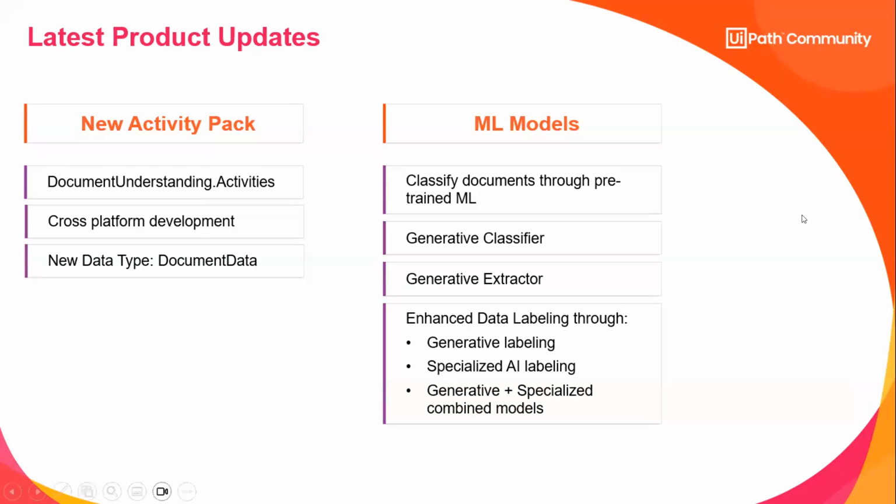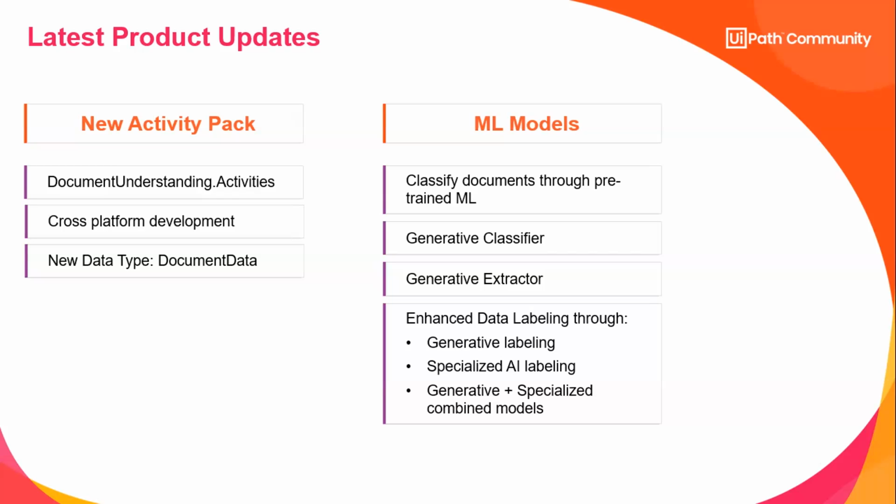Just some latest updates before wrapping up. This document understanding activities pack that I showed you earlier is a new activity pack, and it also supports cross-platform development for document processing. There is also a new data type there called document data. So if you see that workflow, we did not do the digitizing, we did not do the taxonomy, we did not do classification, right? All that information is actually captured now inside a variable called document data. In this, you will see the document text, the document object model, and all the other information.